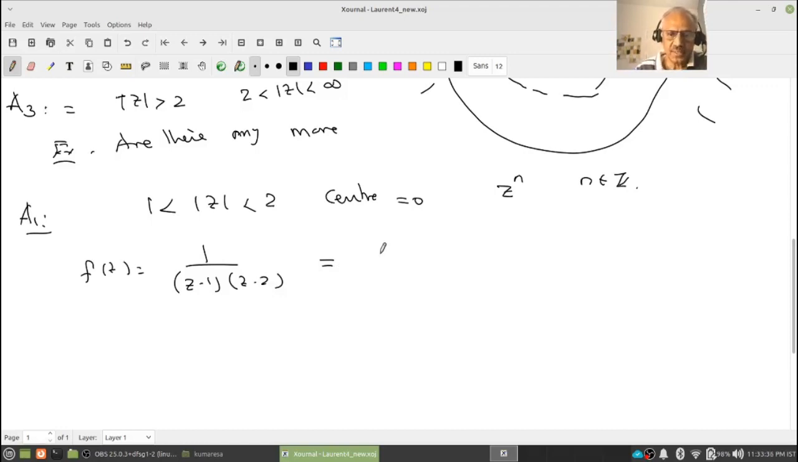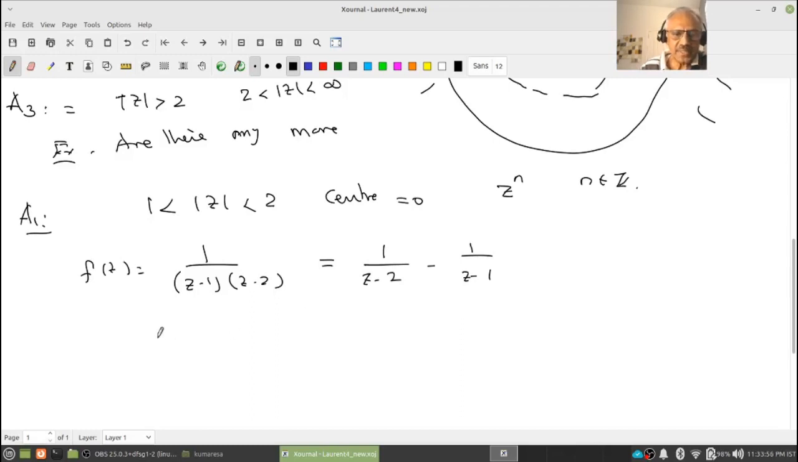One obvious thing is you do the partial fraction, 1 by z minus 2 minus 1 by z minus 1. I hope I'm correct. Yeah, z minus 2, this is z minus 1 minus of minus. Yeah, therefore this is correct. Is that okay?